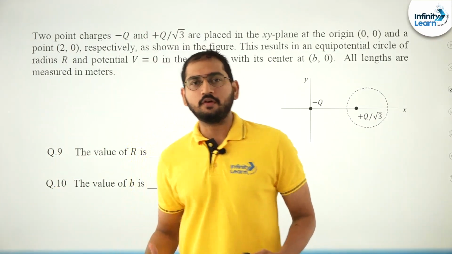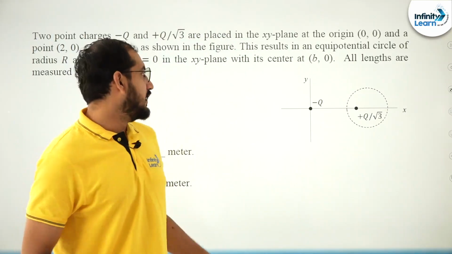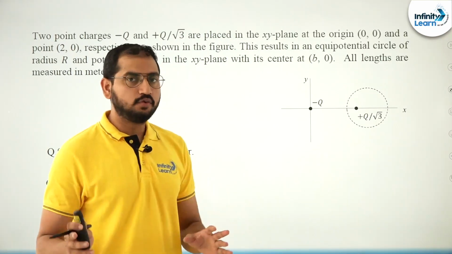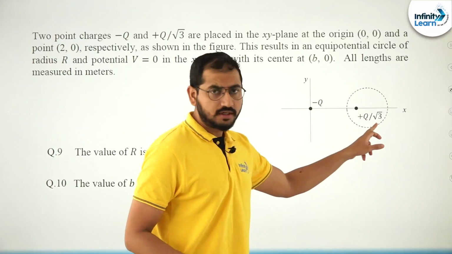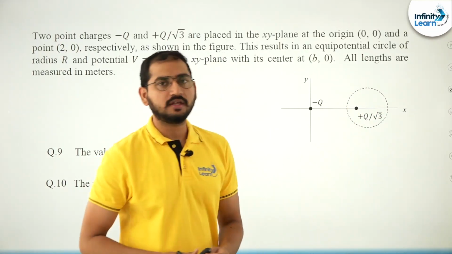Alright students, moving on to our next question. This question is from the chapter electrostatics. The question says that we have two charges, negative Q and Q by root 3, and around Q by root 3 we have drawn one equipotential surface.